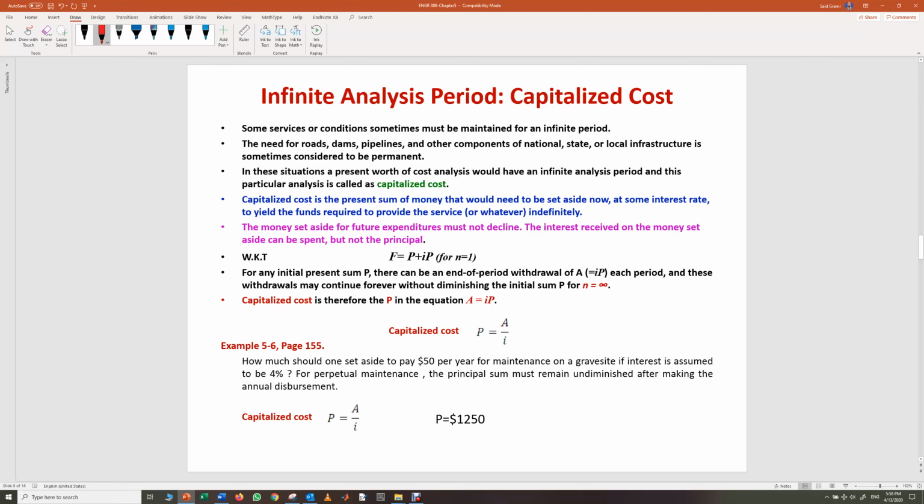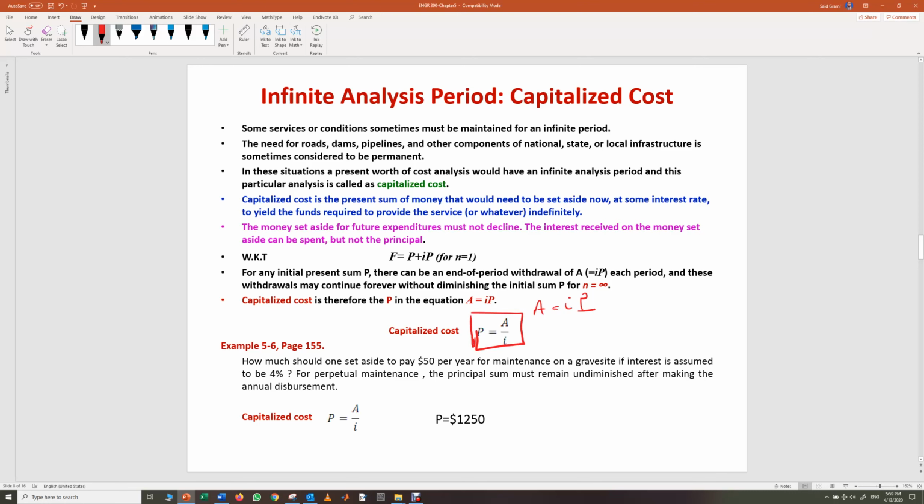So A is IP. This is the amount that every year I can take from the bank while keeping P, the initial amount, in the bank. So every year I get A, which is equal to IP. So from that I get the capitalized cost is A over I, where I is the interest rate.